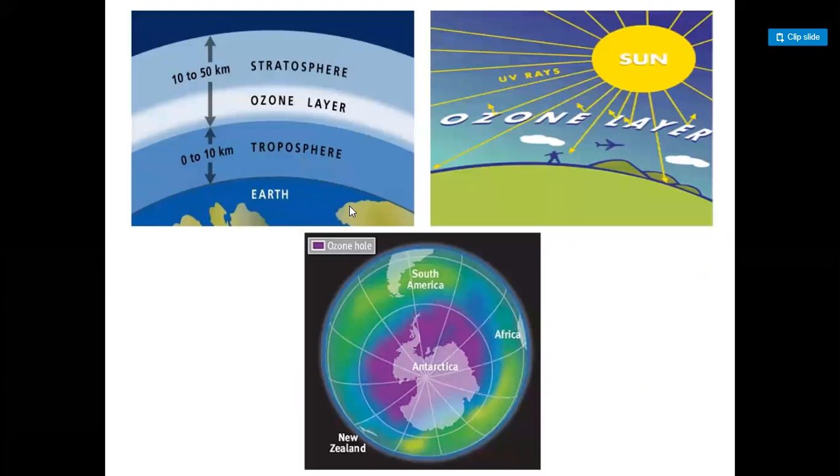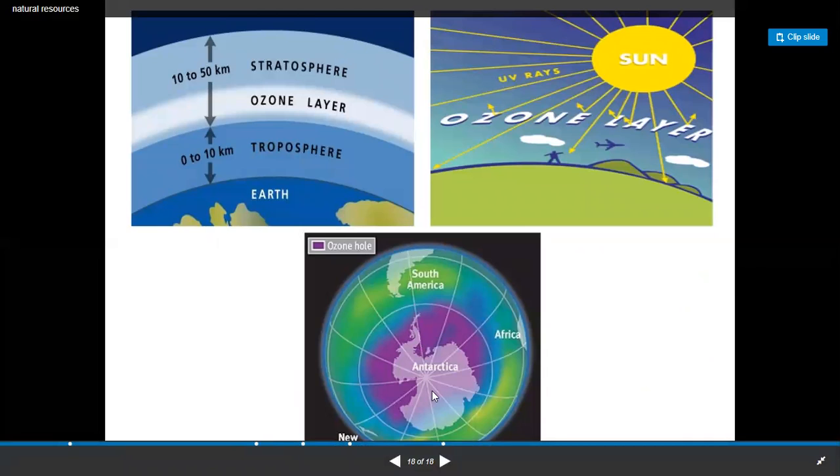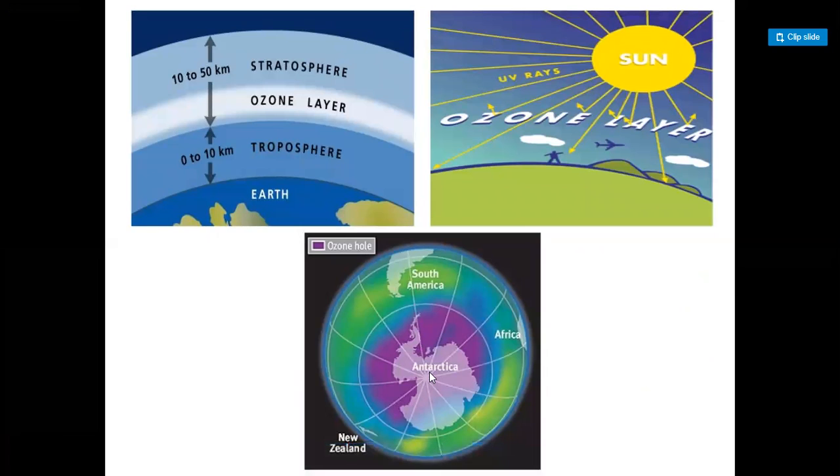In the diagram, you can see the ozone layer and the effect of the ozone layer on human beings. Here you can see that the ozone layer is present between the stratosphere and troposphere. Here you can see an image of the Antarctic Ocean where ozone layer depletion takes place. Due to this, the Antarctic Ocean is completely destroyed.